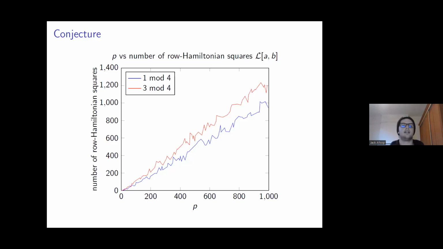Unfortunately, there doesn't seem to be any real pattern in the pairs AB, such that LAB is Row-Hamiltonian. And also, other than the pair -1, 2, there doesn't seem to be any constant pairs which always work.